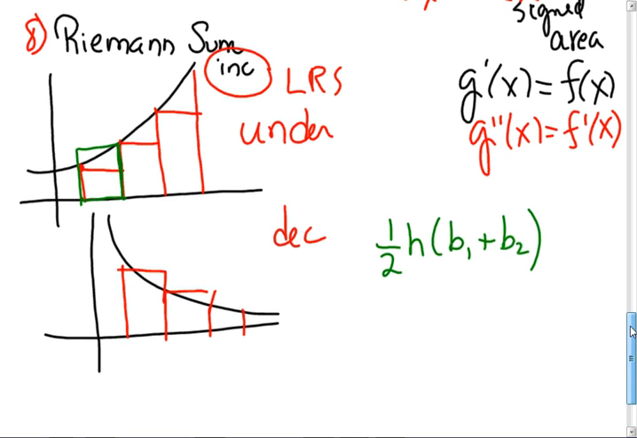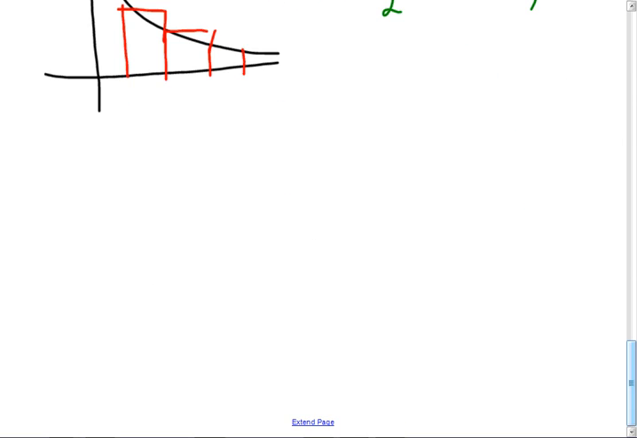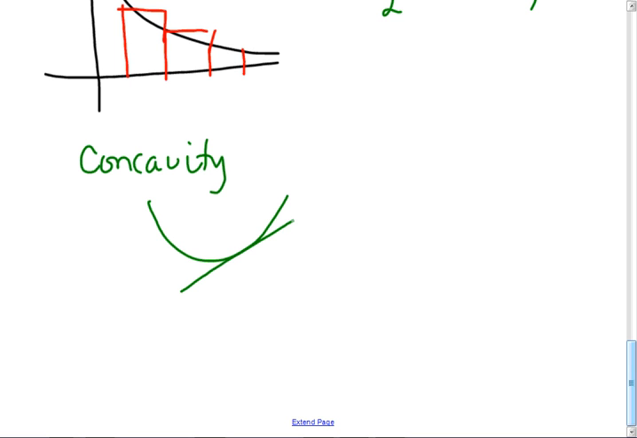So should I put the tangent line on here? When do you look at concavity? Concavity will tell you if the tangent line is an overestimate or underestimate.